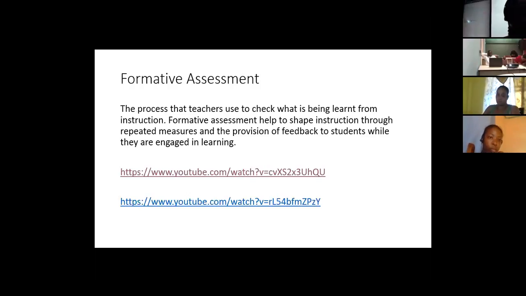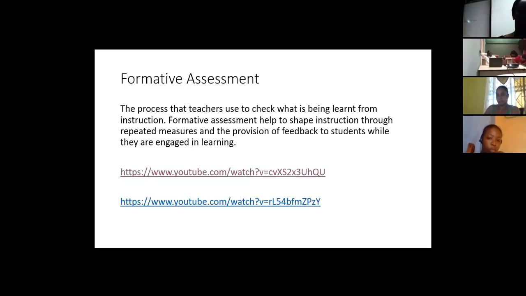All right, so formative assessment is the process that teachers use to check what is being learned from instruction. And this is what we call continuous assessment as well. It involves continuous assessment. Formative assessment helps to shape instruction through repeated measures and provides feedback to students while they are engaged in learning.